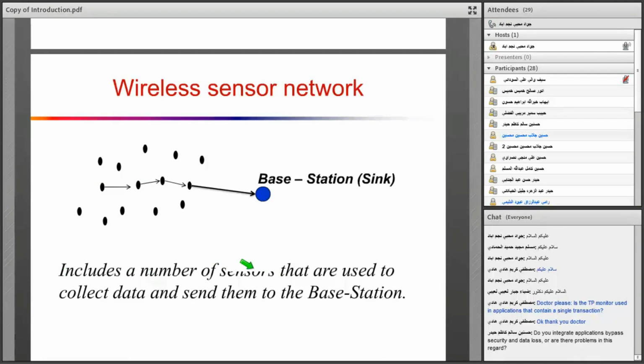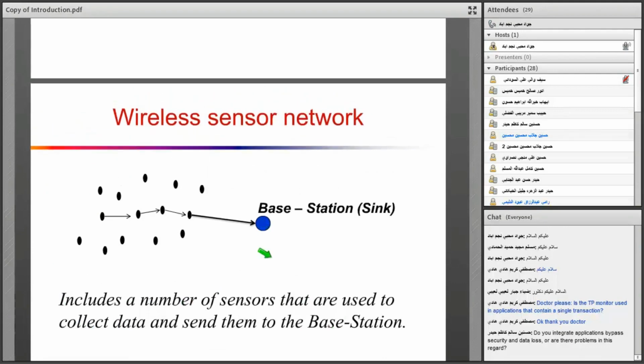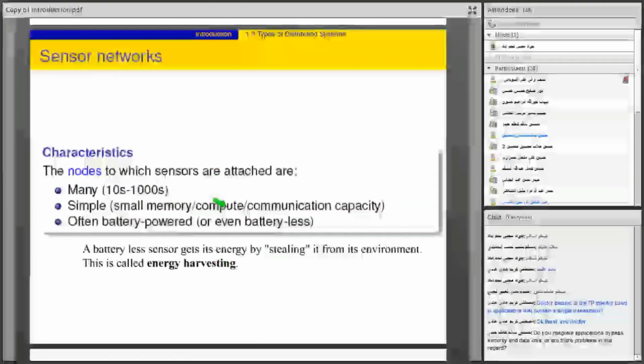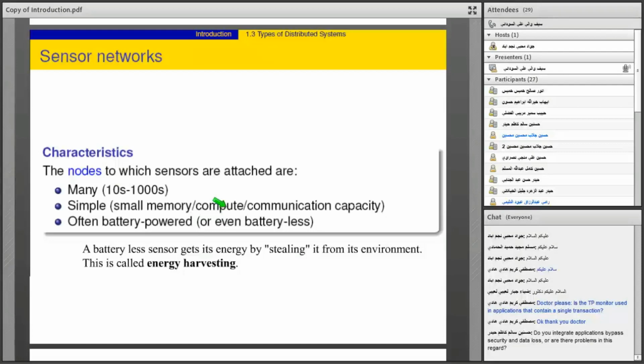Include the number of sensors that are used to collect data and send them to the base station.